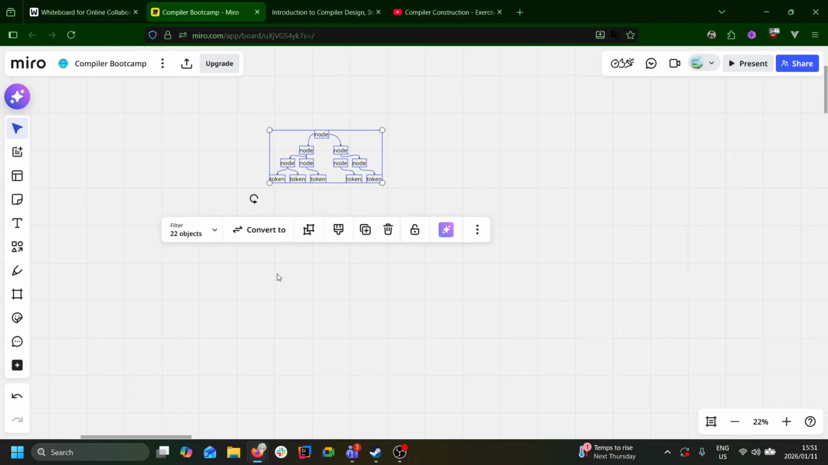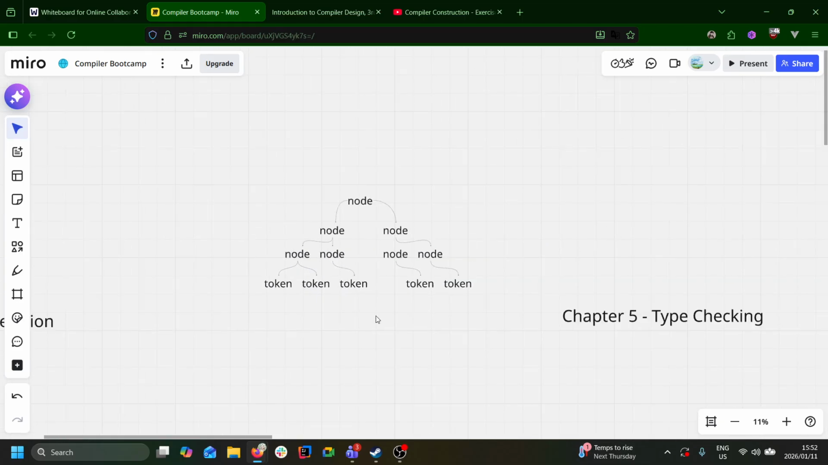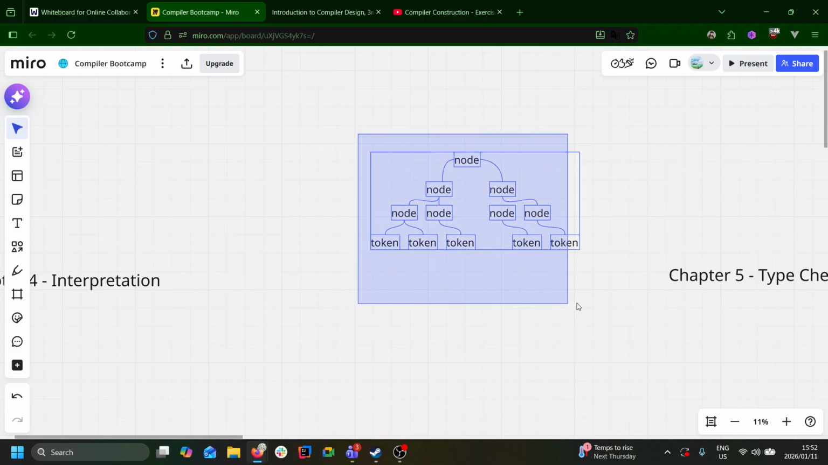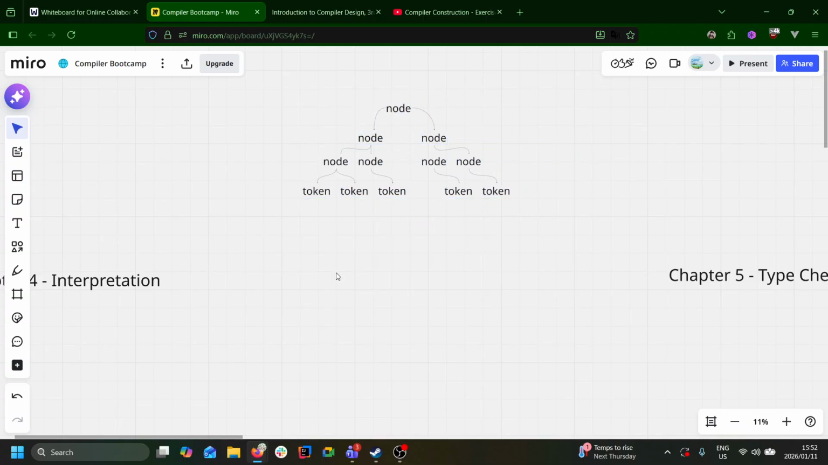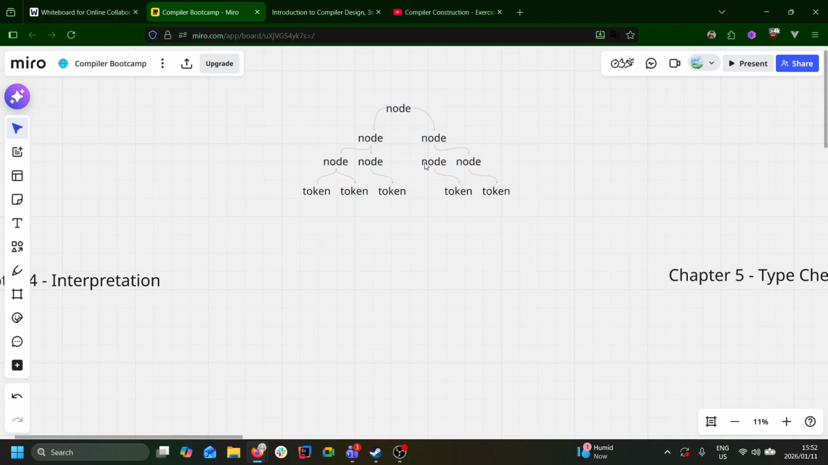So you have your graph. Let me just expand it so that it's way bigger. So you're gonna have your graph over here. You're gonna use SLR parsing to generate a tree, and your tree will look like this. And when the tree is like that, now you want to decide what do I want to do.